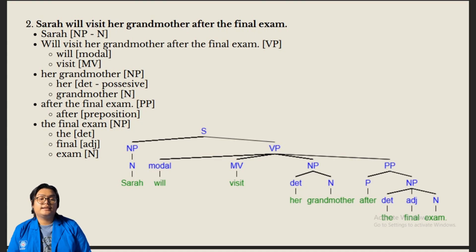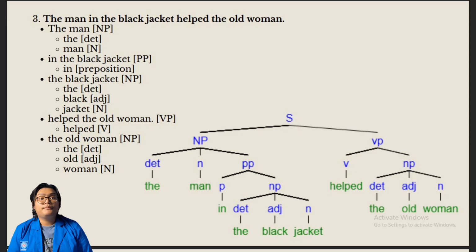And this is the tree diagram: NP, VP. NP, noun Sarah. VP, modal will, verb visit, NP her grandmother, and PP after the final exam. Move to number 3.